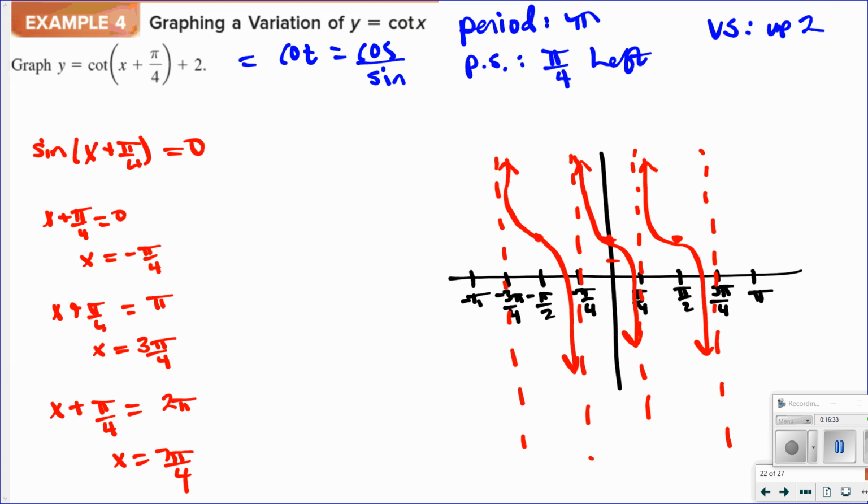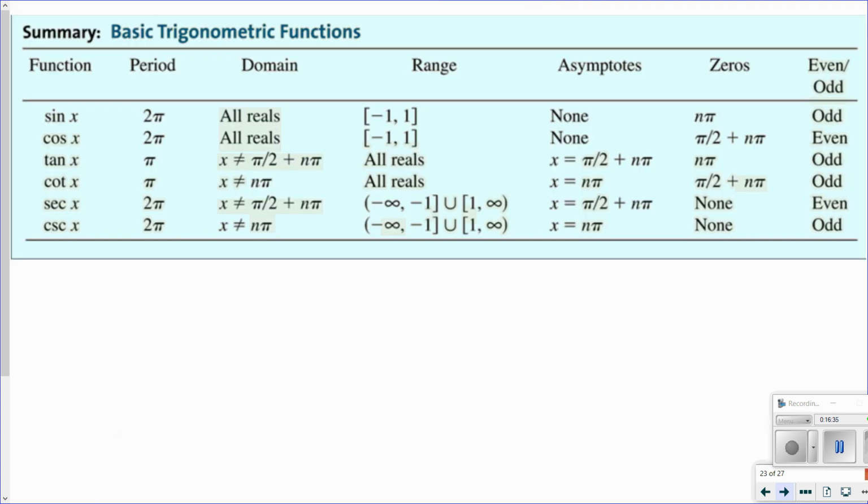Okay. All right. This table here, I believe I put this at the top of your parent function sheet. This just lays out all of the information about all 6 functions in one spot, as far as what the period is, what the domain and range are, asymptotes and zeros. So those are important to take a look at.